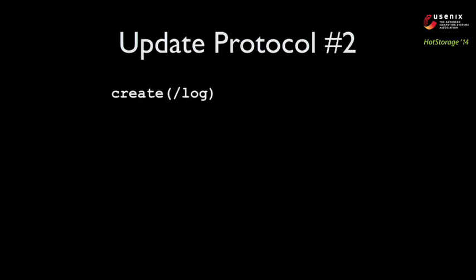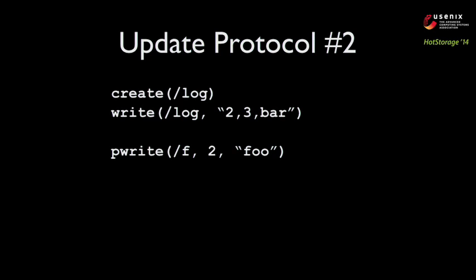Okay, so let's try again. Here's a protocol. We create a log file. We write to it. And in fact, we write the old data, and the first number is what position it was at, and the second number is what size it is. But that doesn't really matter. We just write something about the old data there. Then we issue the pwrite to the file itself. So here's the new data being written. And then we unlink the log file. We get rid of it. So then the question we have is, does this work? What do you think?